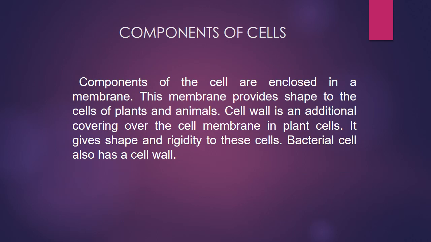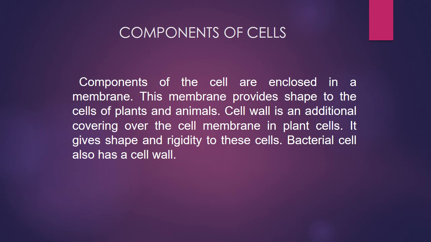Now we shall study about various components of the cell. The cell components are divided into three main parts. One is the cell membrane, then the cytoplasm, and third one is the cell organelles. Or you can say the nucleus. The major one is the nucleus. So we have cell membrane, cytoplasm, and the nucleus. We shall study all these three parts in detail.